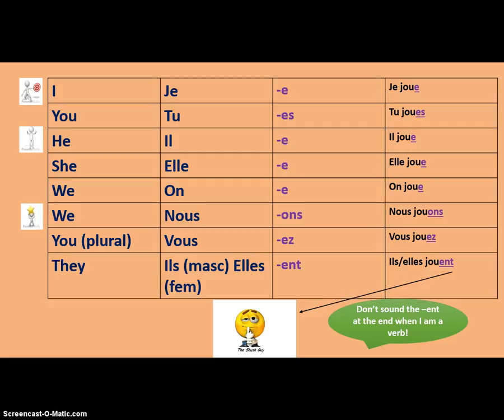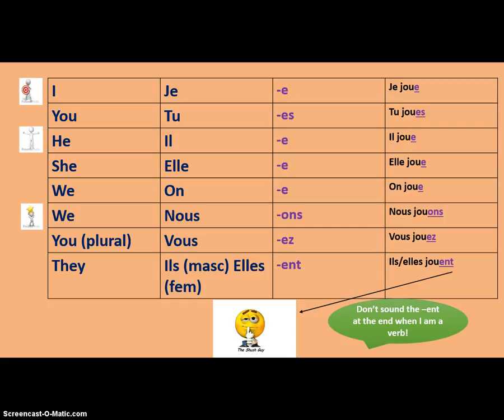Now, this is our persons in French. Traditionally, this is the order we put them in. Je is I. Tu is you if you're speaking to a friend, if you're in a more informal situation. Il is he. Elle is she. On is one way to say we. Nous is another way to say we. Vous is you if you're in a formal situation, so you're speaking to somebody you don't know, or you're speaking to a group of people.